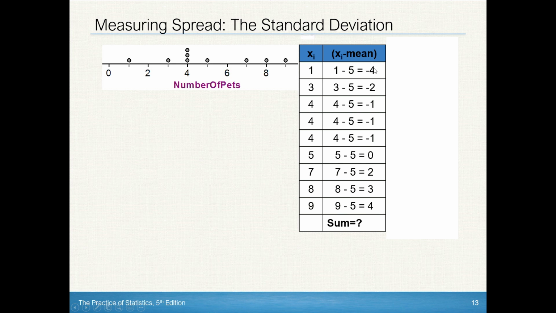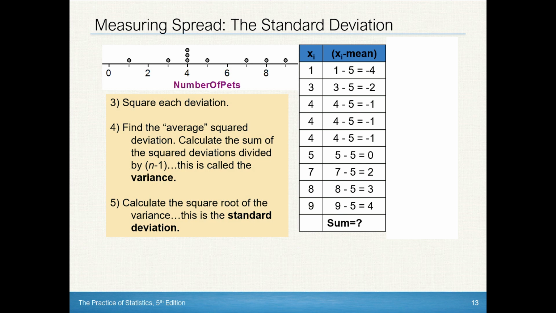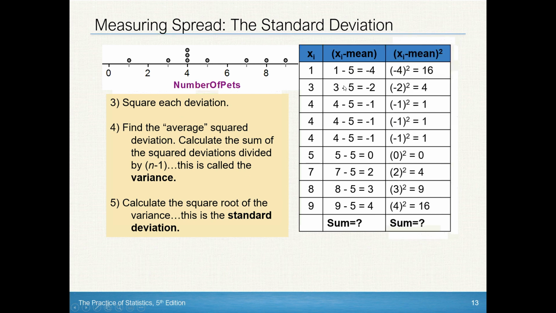So I'm going to add these numbers up. Negative 4, negative 5, negative 6, negative 7, negative 8, negative 9, 8, 7, 6, 5, 4. Those add up to 0. And as you'll discover, they always add up to 0. Therefore, since they always add up to 0, I'm going to square them all first. Square each deviation to get these numbers. Add these squares up, that'll be the sum of the squares of the deviations.